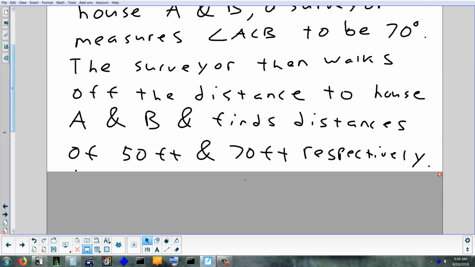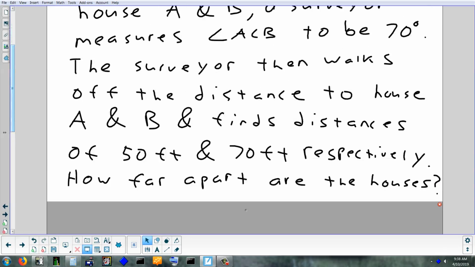So the distances from where you're standing to the two points are 50 feet and 70 feet. So it's kind of like you know an angle and you know two sides of a triangle, but what you really want is the third side that's out in front of you. That's what you're trying to find. So what's that distance in front of you? How far apart are the two houses?